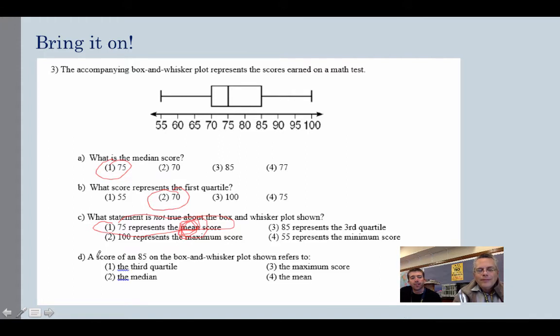All right, and last one. A score of an 85 on the box-and-whisker plot refers to what? Mr. Lewis, it is number 1, the third quartile. 75% of the data is less than 85. All right. Your turn, man. You would have been great on Pyramid.